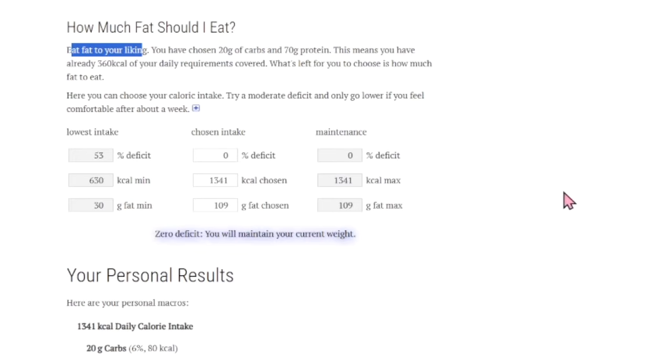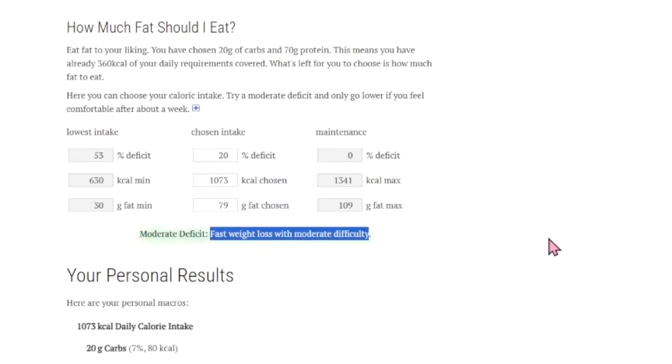So down here, it's going to help you calculate how much of a deficit you are willing to take. In other words, how low are you willing to go with your calories to reach your weight loss goal for the week? So I start here under chosen intake with about 20% deficit. Now it says that is a moderate deficit that will give you fast weight loss with moderate difficulty, meaning it may feel a little challenging to eat at this deficit, but it's not going to be extremely difficult. If you find that those calories are too low and that you're getting hungry all the time, you can reduce this to say 15 or even down to 10.